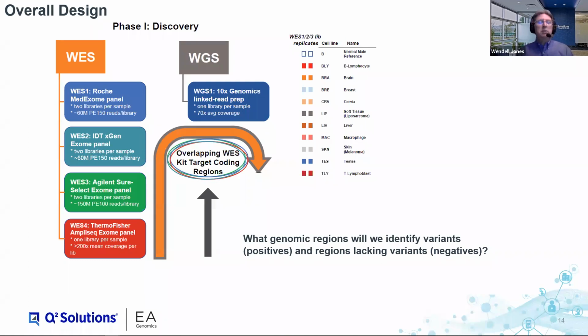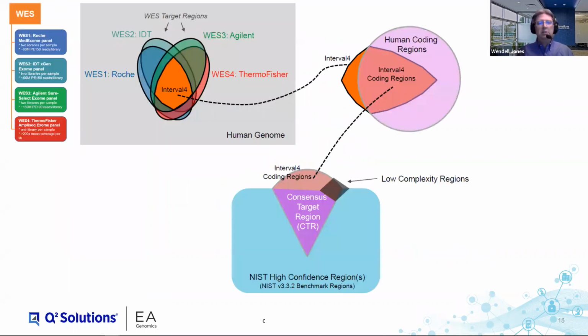Given all this sequencing that we did, we then had to decide what genomic regions we will infer have variants, that is, are positives, and what regions we will identify as lacking variants. It turns out identifying regions that maybe do not have variants could also be very, very important, especially when you're looking at things like precision and false positive rates and things of that nature. So let's talk about that for just a minute.